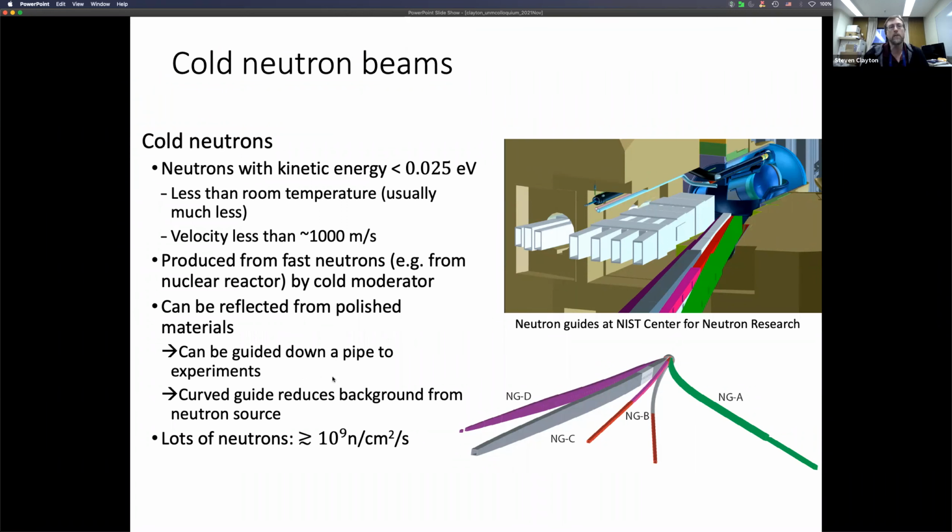And you can furthermore have a curve guide, so you can reduce background from whatever your neutron source is. That's helpful for your detectors. And the nice thing about cold neutrons versus ultracold that I'll talk about in a bit is that you have lots of neutrons available, 10 to the 9 per square centimeter per second.